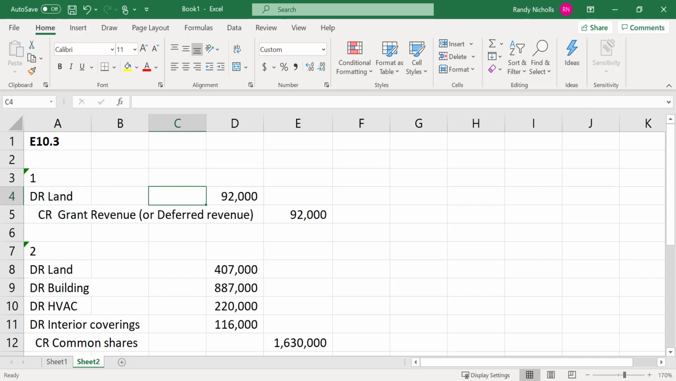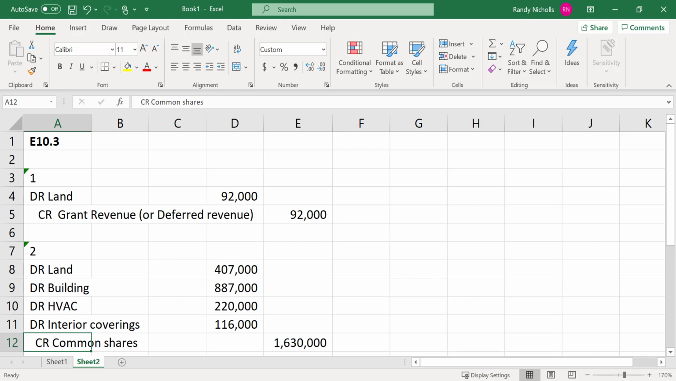So we do need to record the land at its fair value. And we can't really use cost recovery because we didn't get cash or anything. So we do need to record as either grant revenue or deferred grant revenue, and we're not going to get into the difference between those two. Key thing is you've got to record the land.